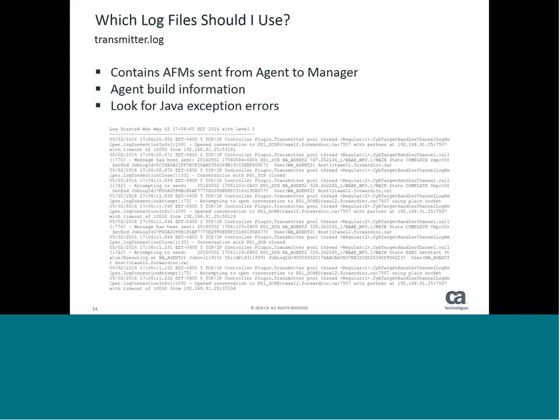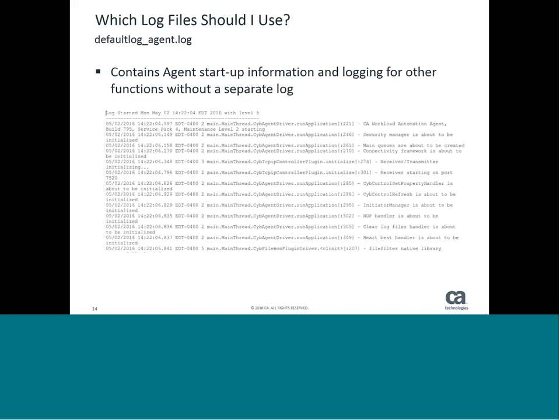So the runner OS log file, the receiver log file, the transmitter log file, and then there is also a default log underscore agent log file, which contains all of the startup information and logging information for that agent. Really important. If the agent doesn't start correctly, you'll identify that here in this log file.